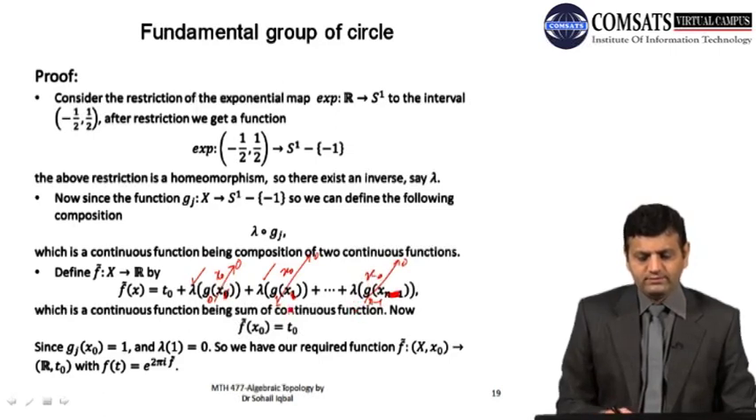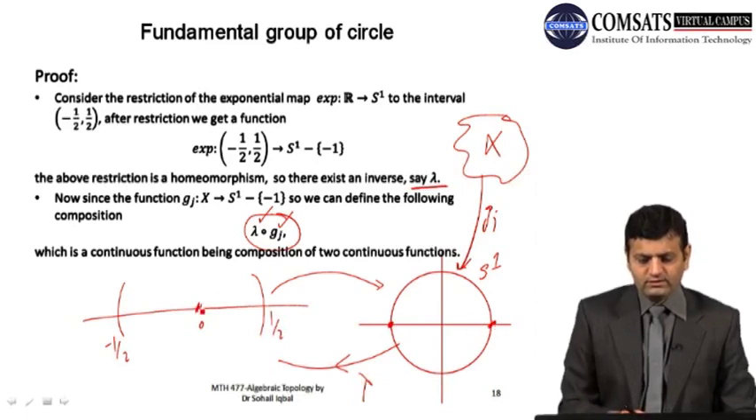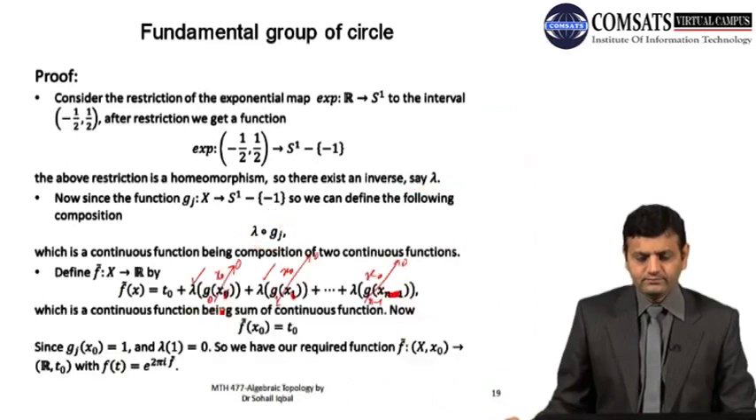Okay, so why are they 0? Because g of x naught is going to be 1, and lambda of 1 is going to be 0. So why is lambda of 1 going to be 0? Lambda is taking points of S1 to this interval, and so this 1 is going to go to 0. Somehow we are starting from here and circling, and so this point is going to be in the middle point of this interval. So we have a required f tilde.